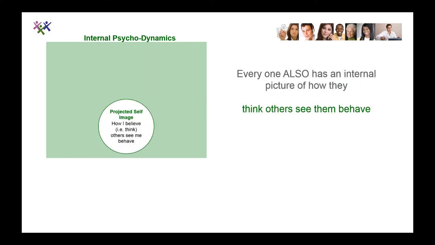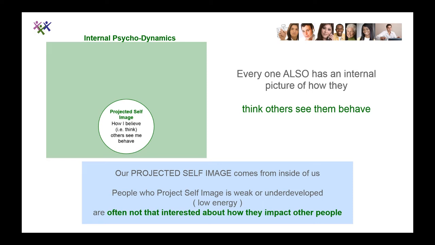Then we have a projected self-image. And a projected self-image is how we think others see us, how we think others see us behave, and how we imagine others see us wanting to behave. Our projected self-image comes from inside of us. It's something that we learn over time as we grow up to either value or not value. People who have a weak projected self-image, who's underdeveloped, for whom it has little motivational energy, are often not interested in how they impact other people and how they can improve their interpersonal interaction with others.